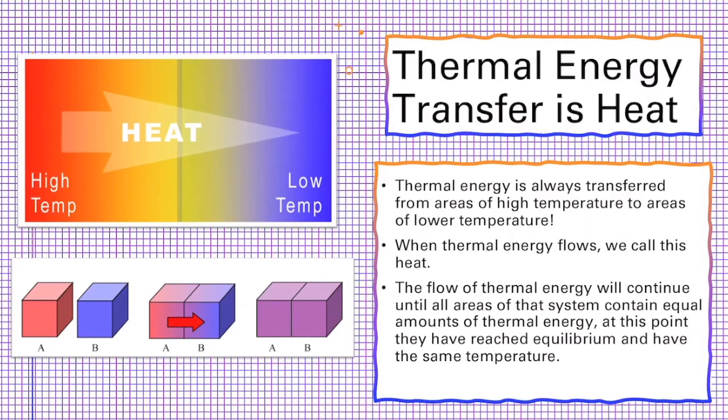If we take a look over here, we've got some blocks. The red represents hot and the blue represents a colder block. If we push these two blocks together like they are right here in the middle, you'll notice that the red starts to become less red and the blue starts to become more red. What that's showing is that thermal energy from the red block is flowing into the colder block until they reach this equilibrium temperature where they're both the same temperature. They both contain the same amount of kinetic energy, or their particles do.